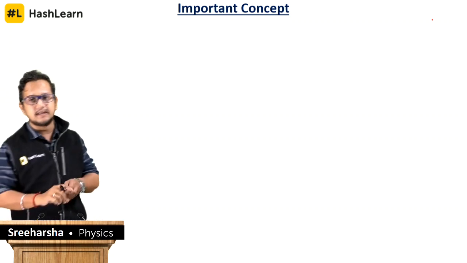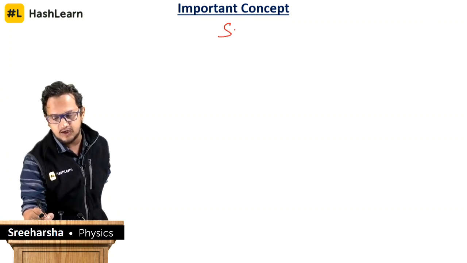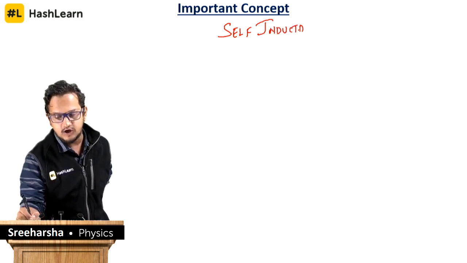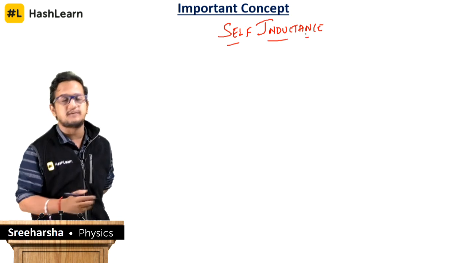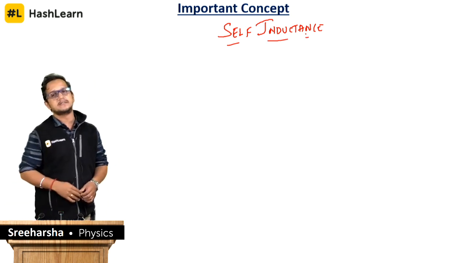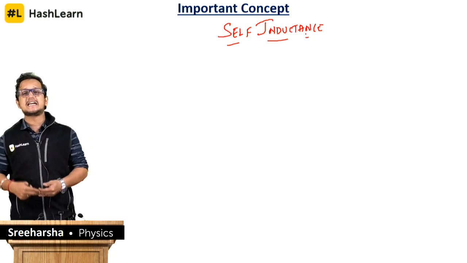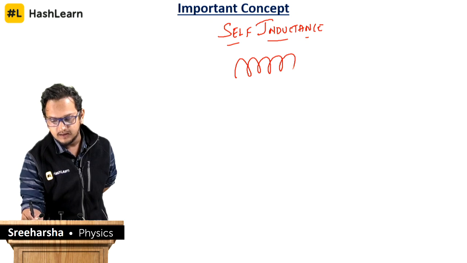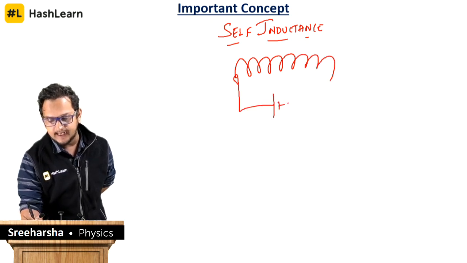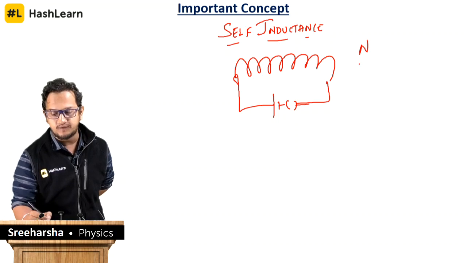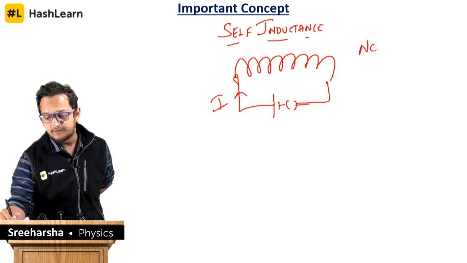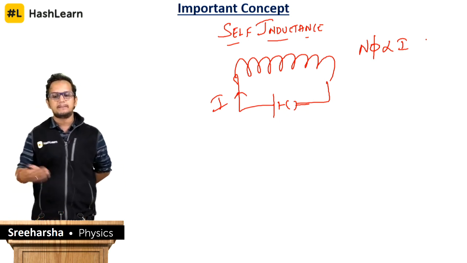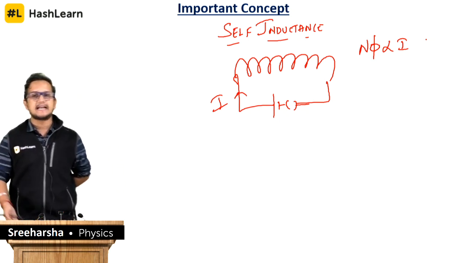Now the first thing we are learning in this class is self-inductance, and I hope you have understood the definition of inductance. It is the property of the circuit which opposes the current in the circuit. So let us take a coil connected to a battery and a plug key. It has n number of turns and the current is I. So the flux induced is directly proportional to the current. The number of turns times the flux is directly proportional to current.